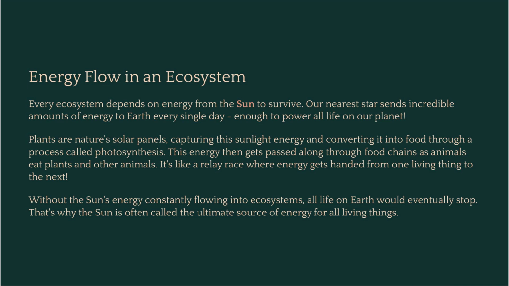Where does all the energy in an ecosystem come from? It all starts with the sun. The sun is the ultimate power source for almost every living thing on Earth. It radiates energy in the form of sunlight. But an animal can't just absorb sunlight and use it for food. So how does that energy get into the food chain?